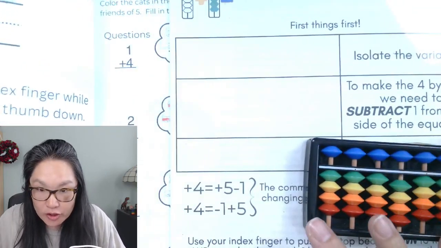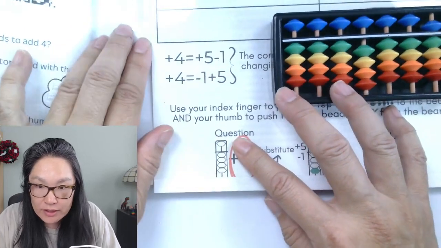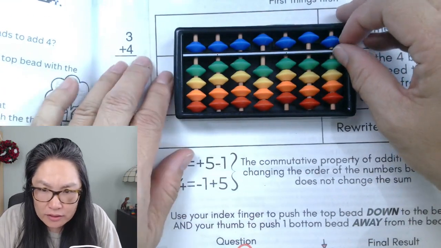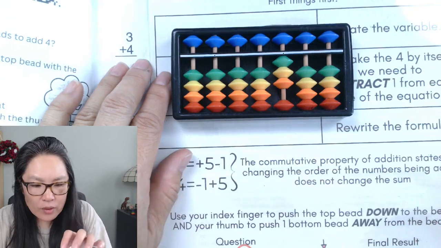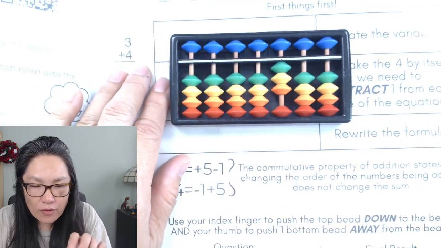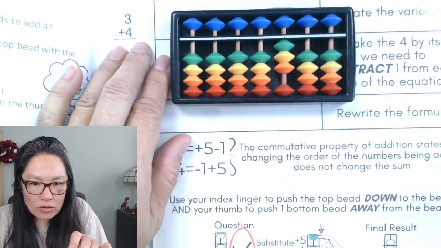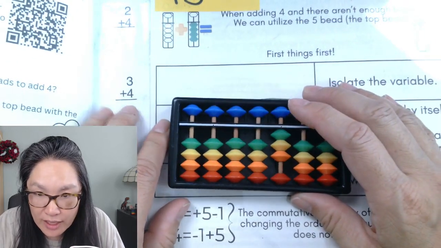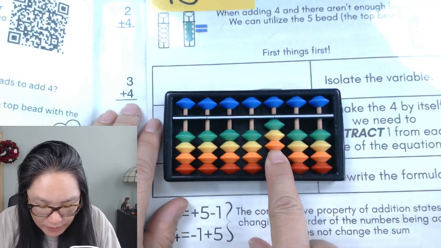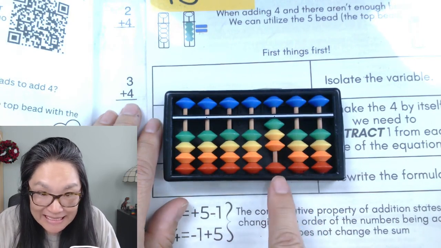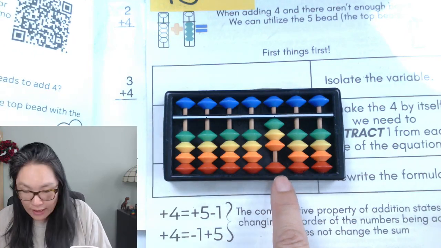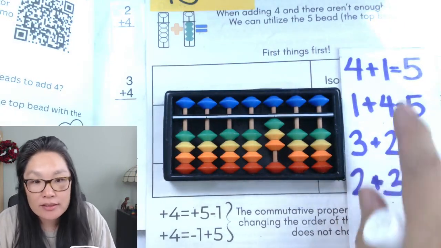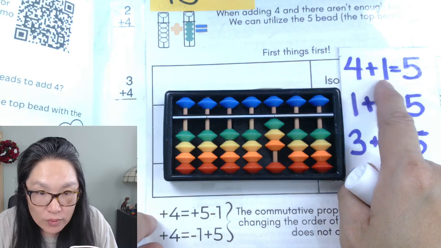So here's my question. Let's do 3 plus 4. If I have 3 on the abacus, I need to add the 4. I don't have enough beads to add 4. So just as we were teaching the children, we're teaching the children 4 plus 1 is equal to 5.